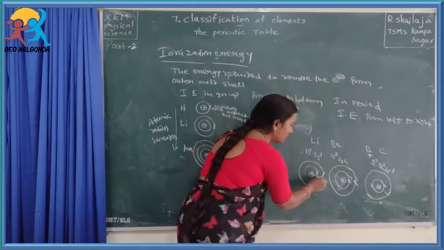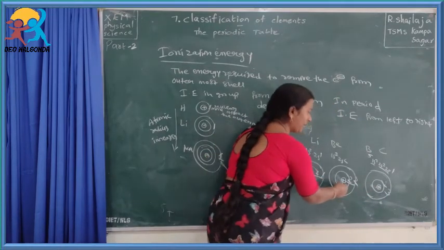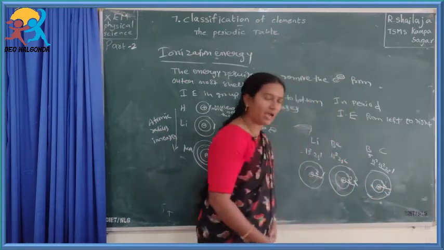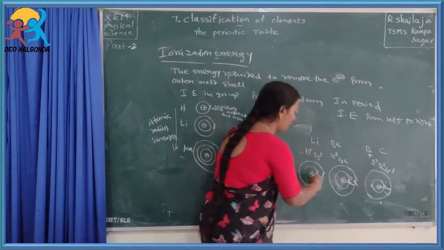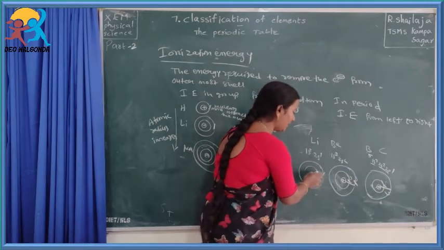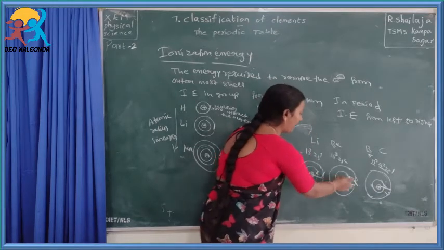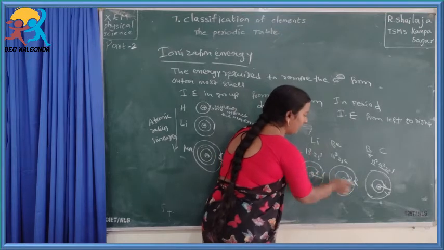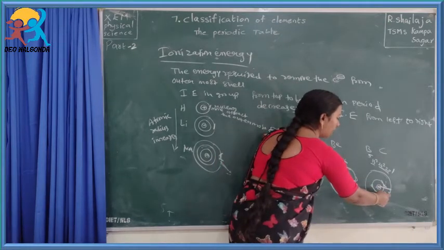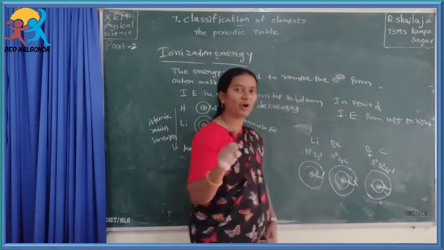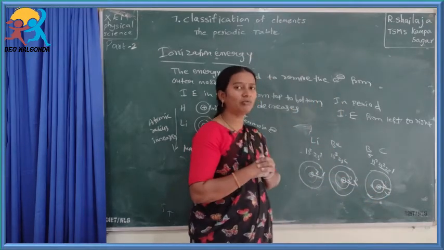Attracting power increases, with the same gap. Okay, here how much gap is there, here is the same gap, here is also the same gap. In the same gap, but here only 1, here 2, here 3 electrons in the outermost shell. So in the same gap, the attracting power between electrons and protons increases.